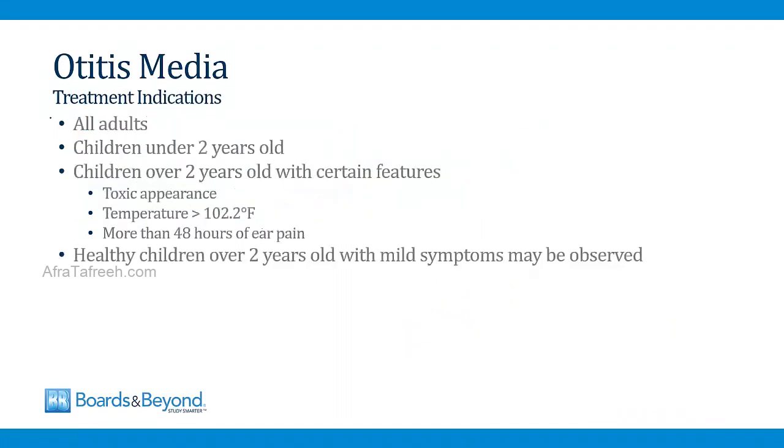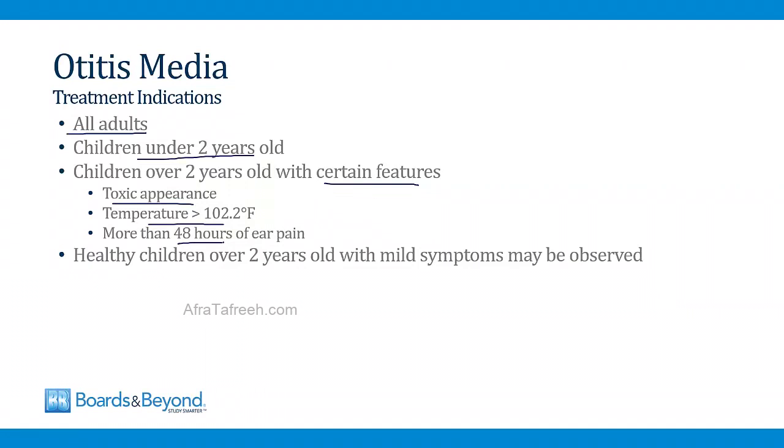Shown on this slide are the indications for treatment with antibiotics in otitis media. First of all, adults should get treated. Otitis media is much less common in adults than children, but when adults do get this infection, they should receive antibiotics. Children under 2 years old are always treated, and children over 2 are treated if they have certain features. One of those features is a toxic appearance. This refers to a child who is lethargic or not eating well and looks very sick.